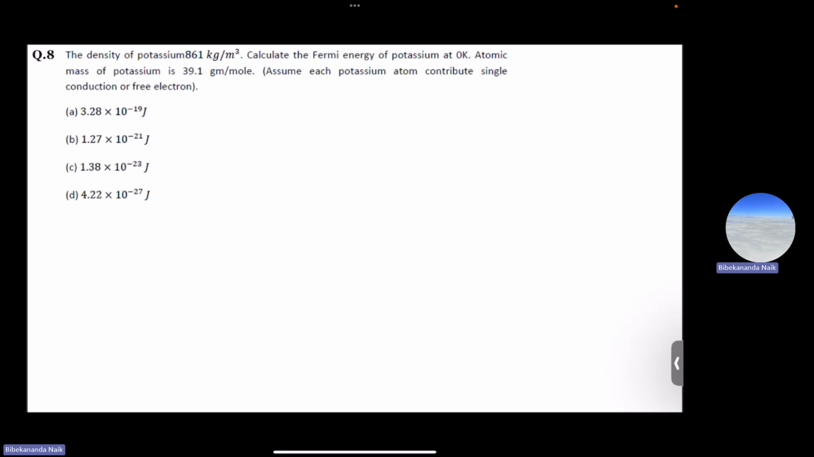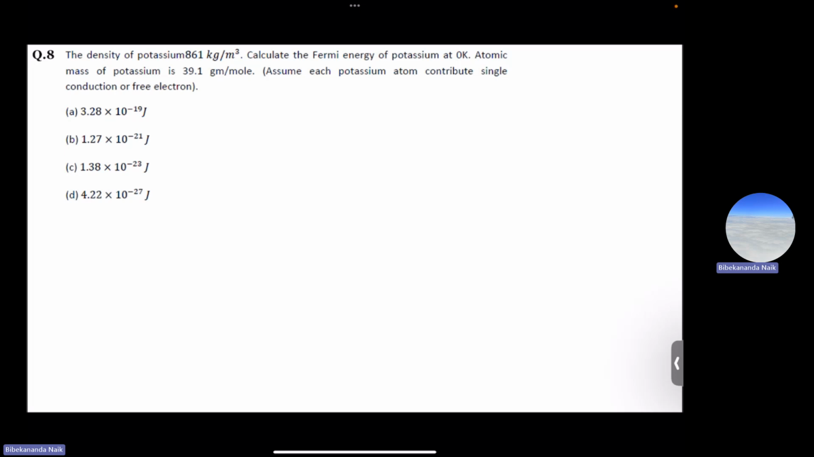Options are option A 3.28 into 10 to the minus 19 joule, option B 1.27 into 10 to the minus 21 joule, option C 1.38 into 10 to the minus 23 joule, and option D 4.22 into 10 to the minus 27 joule.